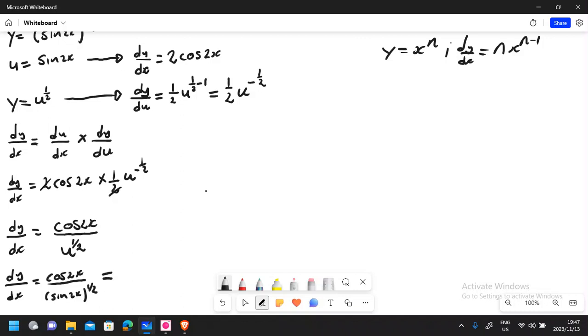Now remember, when we leave our answer, we must leave it in its simplest form, meaning we cannot leave it with an exponent that is a fraction. So the numerator is going to be cos 2x, and then here, instead of writing the power of half, we put the square root. Now we have the square root of sine 2x, and now this is our final answer.